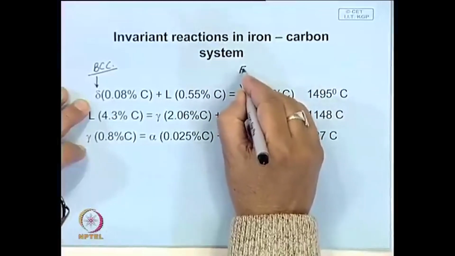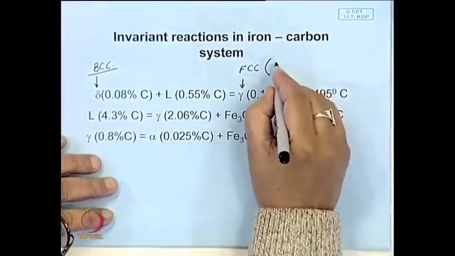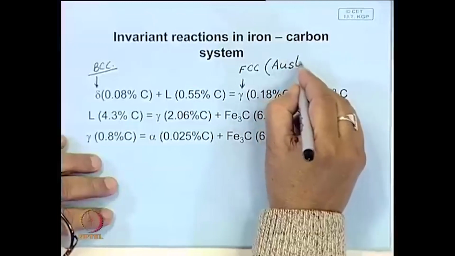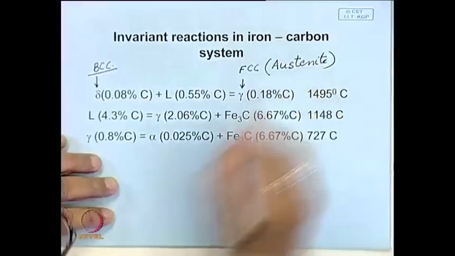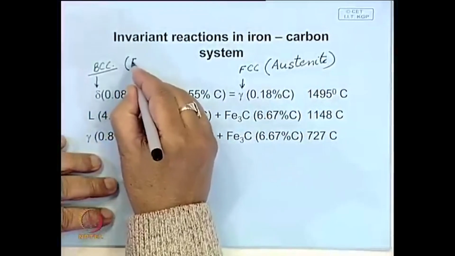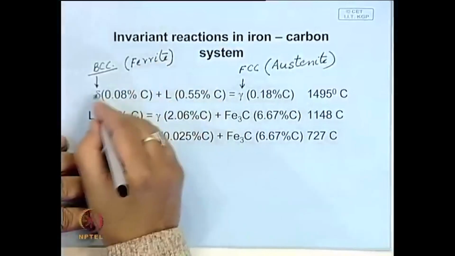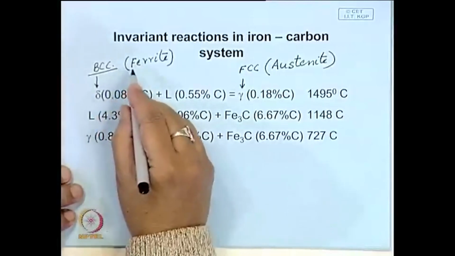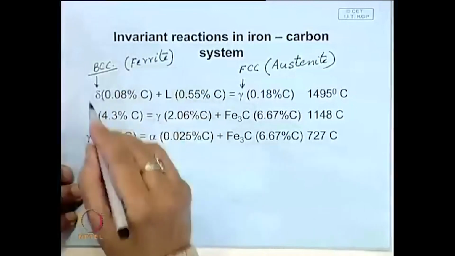This has face centered cubic structure, and the solid solution is commonly known as austenite, and BCC structure is known as ferrite, and this is called delta ferrite. This is the high temperature form of body centered cubic iron. So, this you can say that this is delta ferrite.